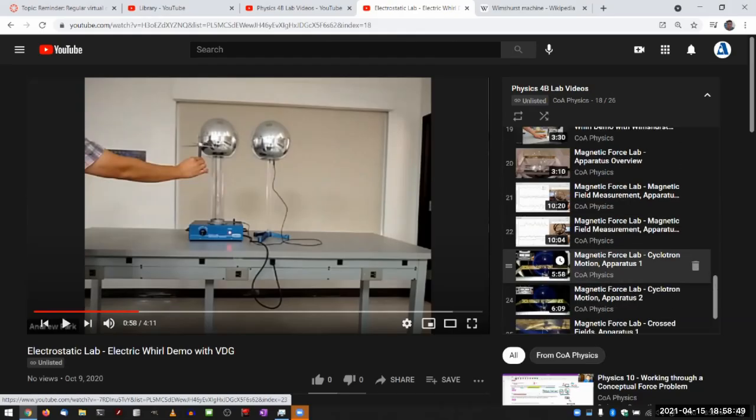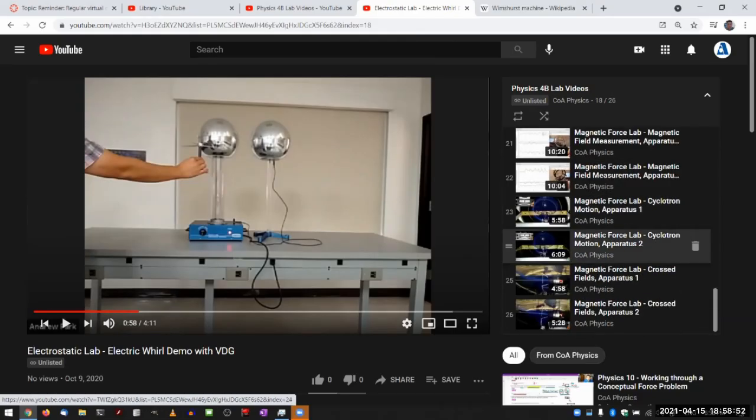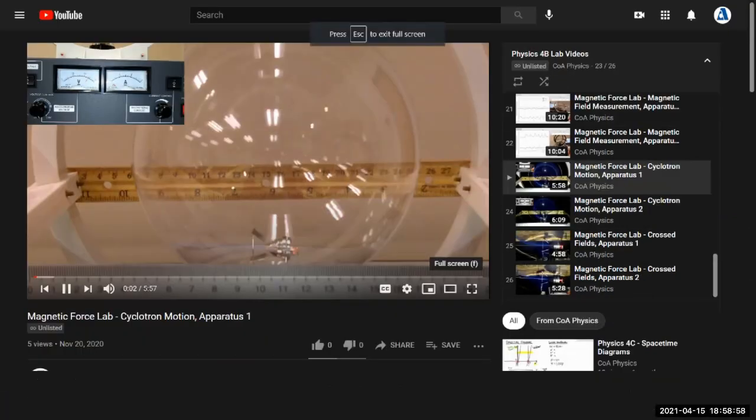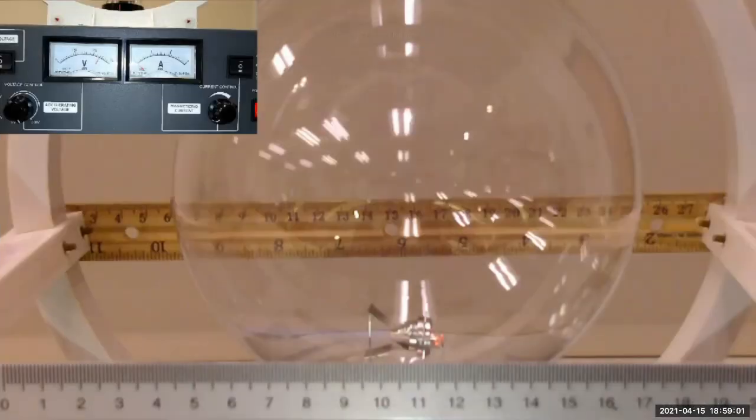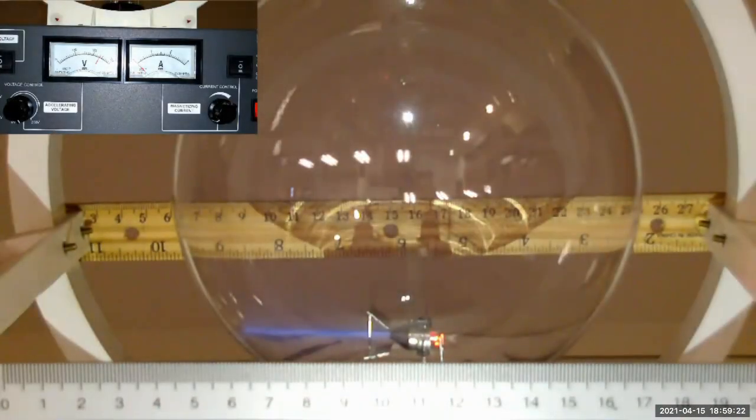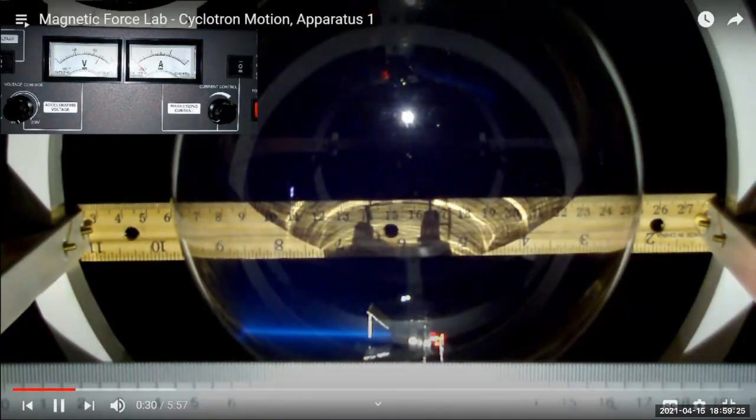Magnetic force lab: cyclotron motion. In this video, we will measure the cyclotron motion applying different amounts of accelerating voltage and magnetic coil current. This is the first video using apparatus 1. The electron beam is on right now at the maximum accelerating voltage, but it's not visible because the room light is too bright. Let me darken the room. All the lights are off except for the one torch flashlight on the video camera that's recording the voltmeter and ammeter.